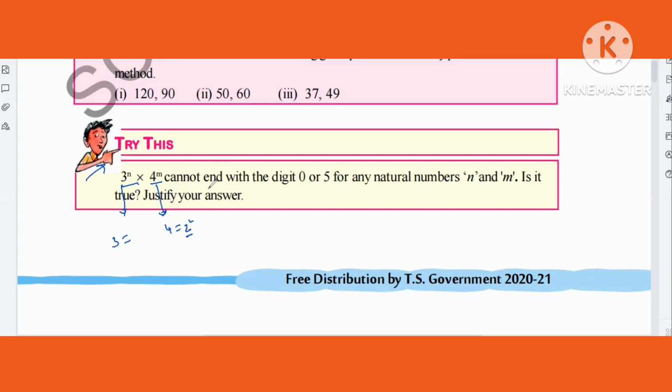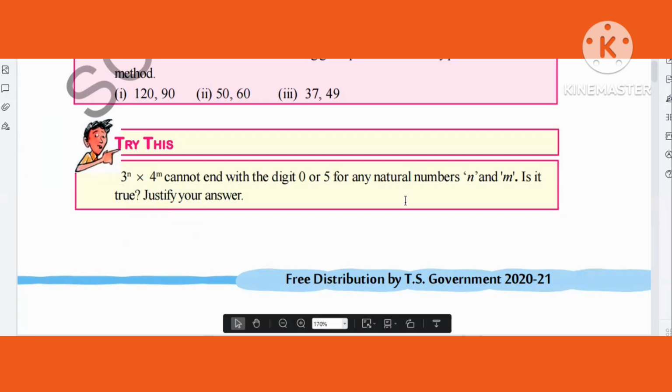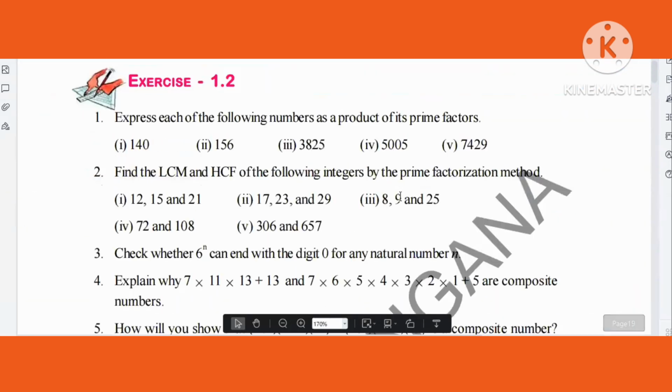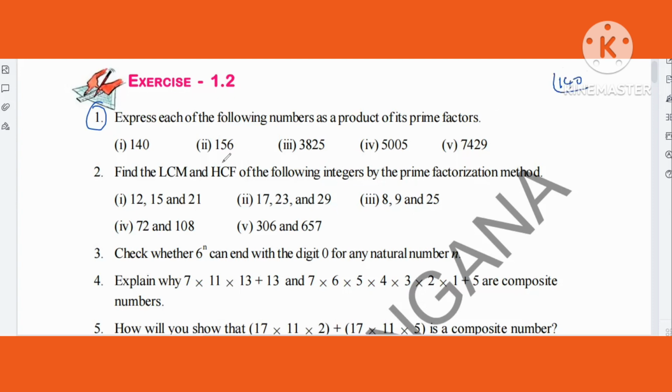Okay. So that's you can write. And also, one more is there to discuss. Exercise number 1.2. The first bit is very easy. Express each of the following numbers as product of its prime factors. You just have to do prime factorization and write the answer.